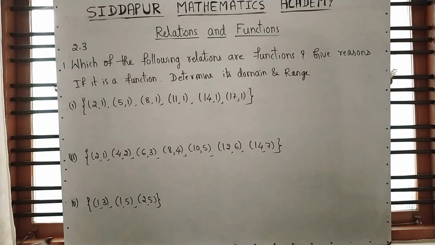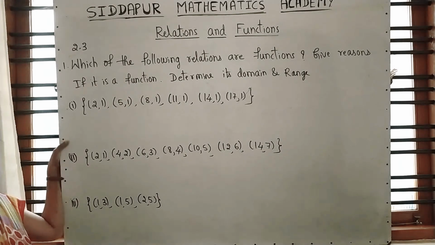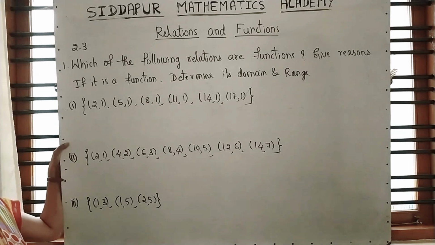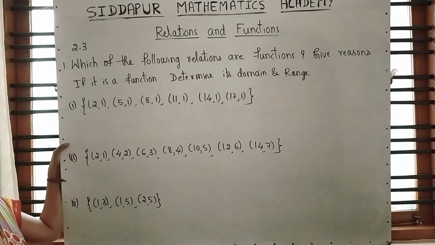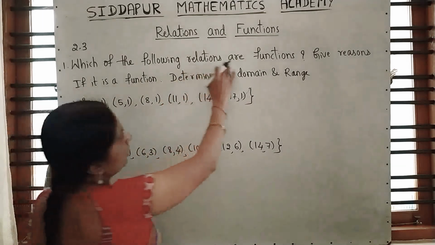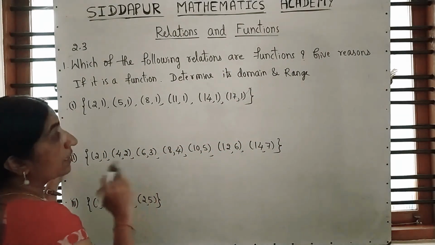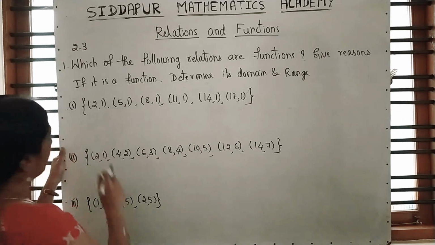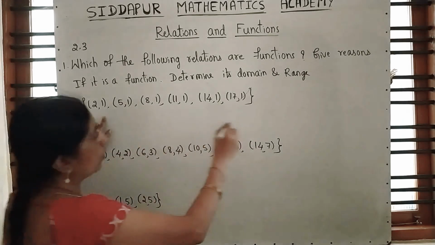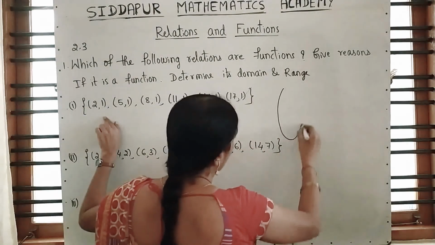Yes students, here I am giving you the exercise 2.3, that is the last exercise of relations and functions. In that first question, which of the following relations are functions? Give reasons if it is a function. Determine its domain and range. Here I will draw the figure that gives you an important hint.